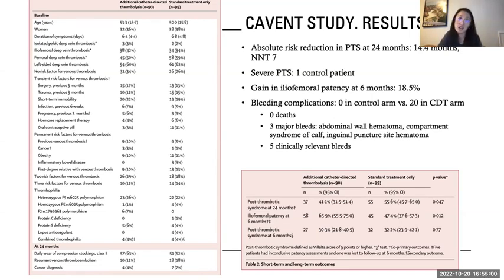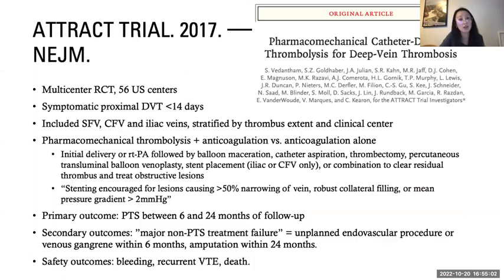Along came the ATTRACT trial in 2017. This was looking at pharmacomechanical CDT for DVT. They were only looking at symptomatic proximal deep vein thrombosis from the superficial femoral vein up. And again, for patients who did receive thrombolysis, stenting was encouraged for lesions causing greater than 50% narrowing of the vein, for robust collateral filling, or a mean pressure gradient of greater than 2 millimeters of mercury across any kind of stenosis. The primary outcome was PTS between 6 and 24 months.